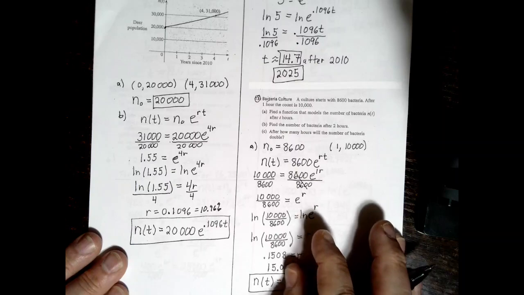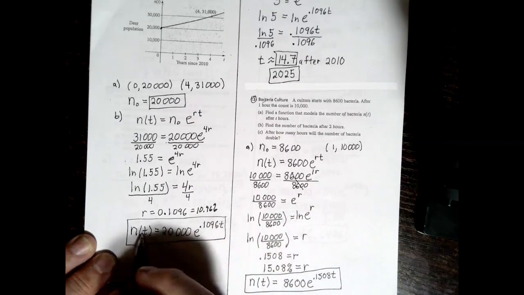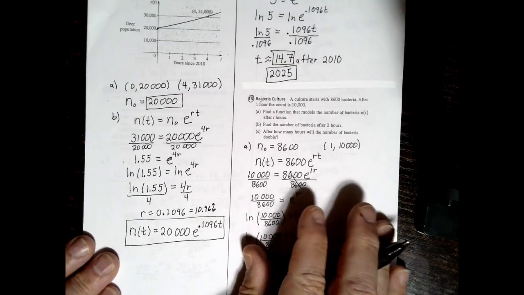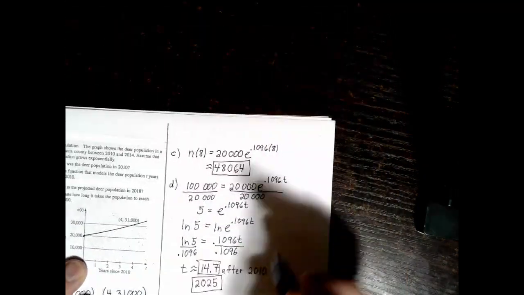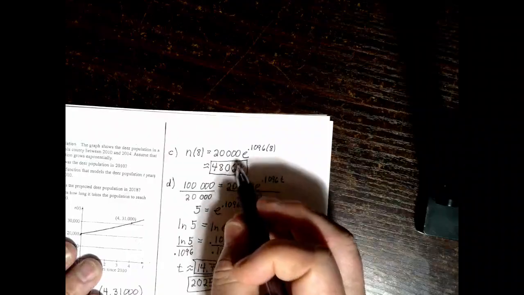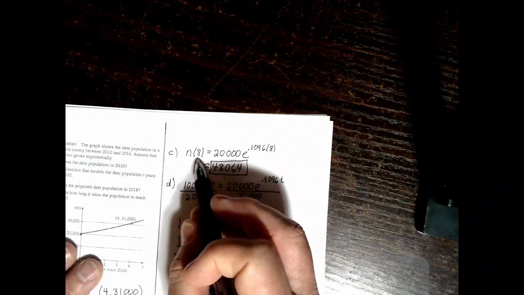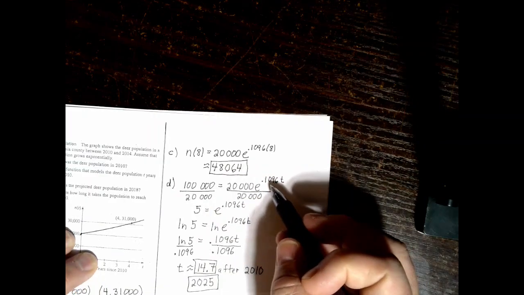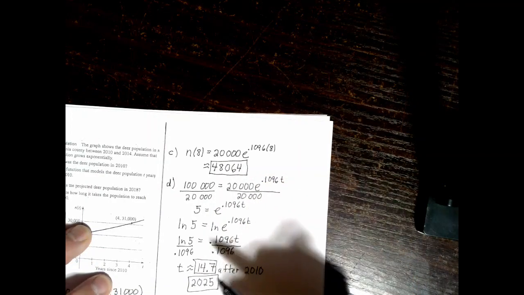Okay? So there is your equation now with the proper growth factor of 0.1096. And then part C says, what's the population in 2018? Well, that's 8 years after 2010, so you plug an 8 in for t and you get this.